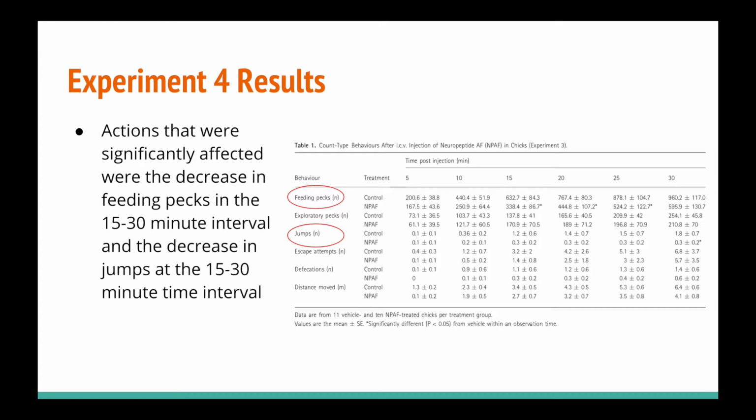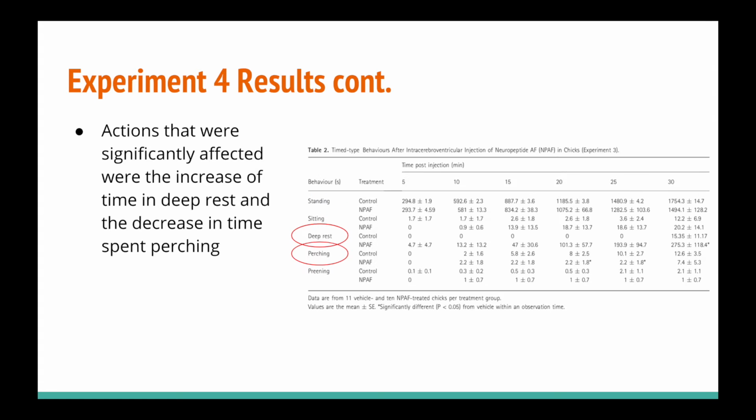For experiment 4, there were many behavioral modifications associated with the addition of NPAF. Table 1 represents the activities that the chicks performed that could be counted, such as feeding pecks, exploratory pecks, jumps, escape attempts, defecations, and distance moved. Out of these, the ones that were significantly affected were the decrease in feeding pecks in the 15 to 30 minute interval, and the decrease in jumps at the 15 to 30 minute time interval.